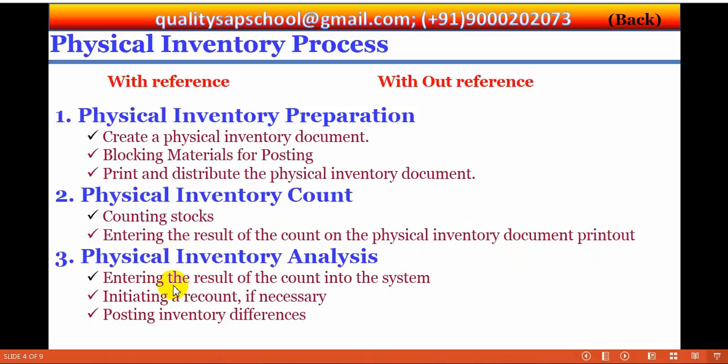And the third phase is physical inventory analysis. What differences have come and how, they will analyze it, entering the results of the counting in the system and initiating a recount. If a recount is necessary, they can initiate it. Otherwise, if we don't have any doubt and everything is okay, there is no need to initiate a recount. If we have certain items that we have not counted properly, and our difference is coming much larger, we want to do it again, then we can initiate the recounting process in this system.